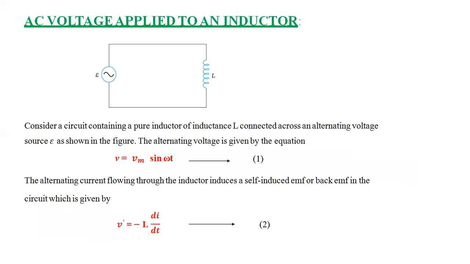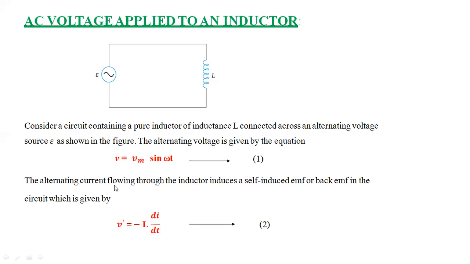If you apply an AC voltage source across a pure inductor, what is the behavior of the voltage and current flowing through this inductor? Consider a circuit containing a pure inductor of inductance L connected across an alternating voltage source, as shown in the figure. The alternating voltage is given by the equation V is equal to Vm sin omega t.